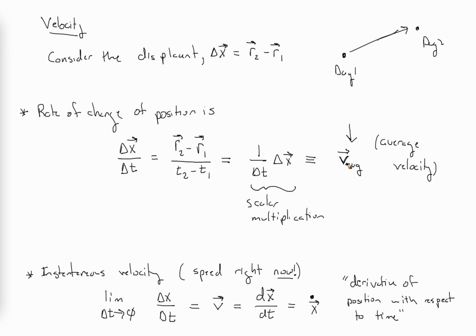So velocity is basically the speed and direction of motion for a system.